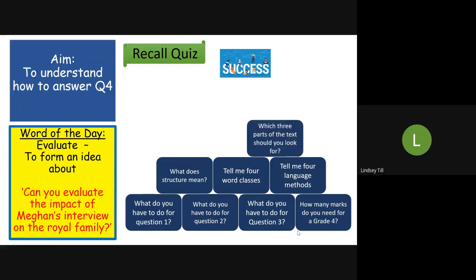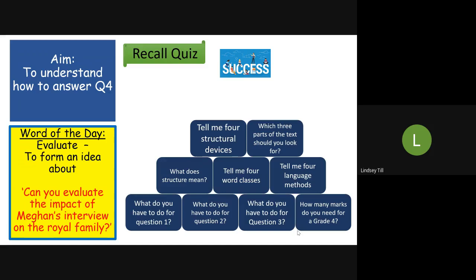Which 3 parts of the text should you look for in your structure question? And of course, we're going to look for the beginning, what the writer's done at the beginning, or the exposition of the text. And then we're going to look at the features that are within the middle. So it might be dialogue, flashback, all sorts of things we'll find there in the middle. And then, of course, how has the writer left you at the end of the article, at the end of the extract? What questions are you left with? What do you want to find out? How do you feel?